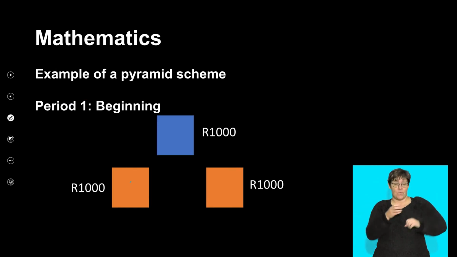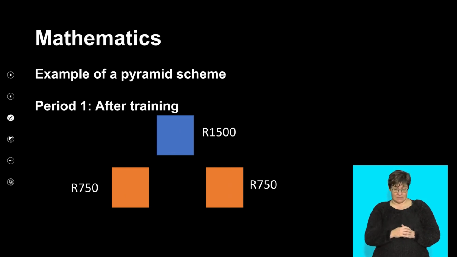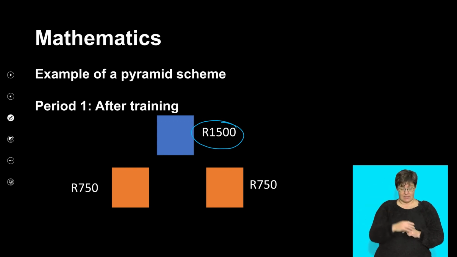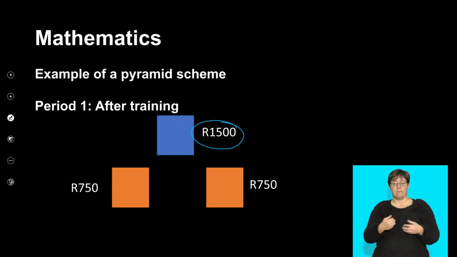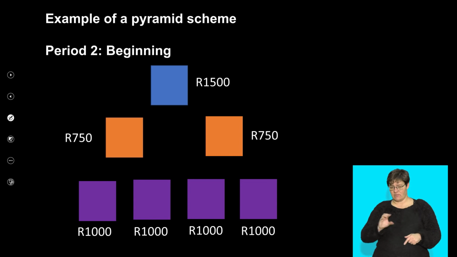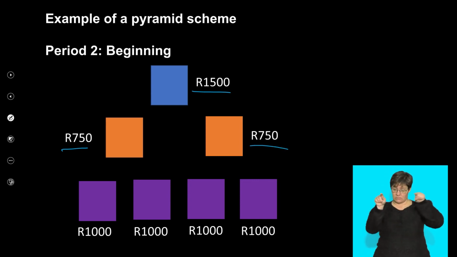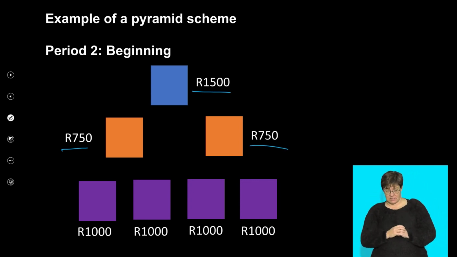So it means these two people need to pay this person 25% of what they have, which is 250. So in simple terms, it means after they get the training, they pay 250, and then the person who is the recruiter will then have 1,500, and the two investors are now left with 750 rands. Then from there, the beginning of period 2, which means month 2, the initial person still is sitting on 1,500. The two people that were recruited are sitting on 750.